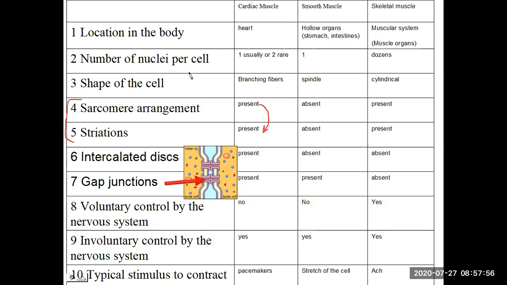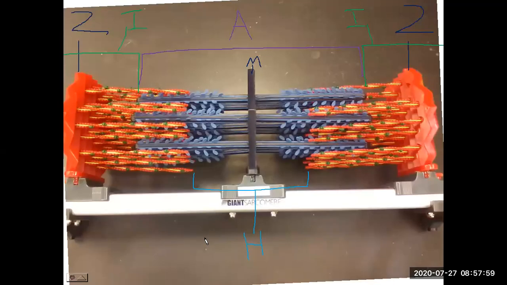And that's coming from this here. Here's the sarcomere arrangement. And we have the arrangement of light and dark bands repeating. That gives us the light band, the dark band, the light band repeating over, making that striated appearance.